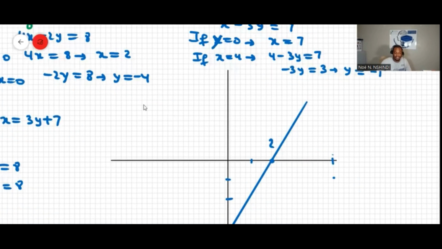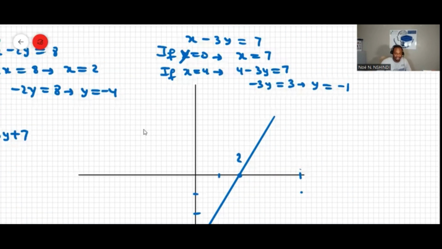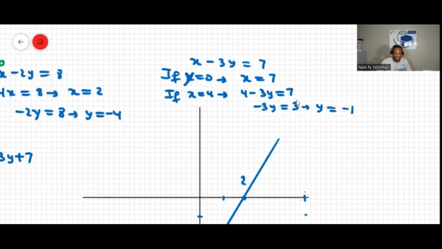Now for this other one, we say that if y is 0, x is 7, let's say 7 is there. So this is the point. And then if x is 4, y is -1. So let's say 4 is somewhere there, and -1 is somewhere there. So here is the point. Now we can connect the two also.